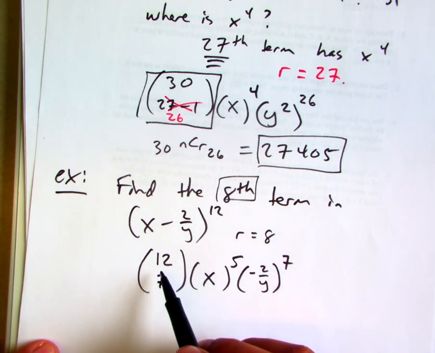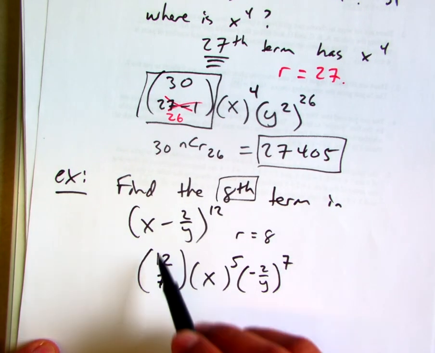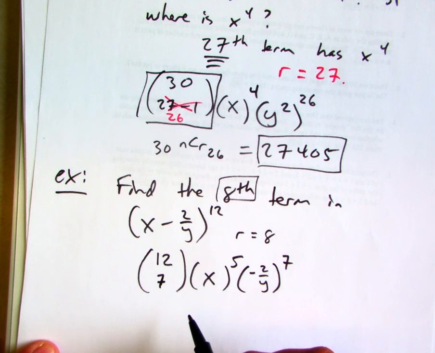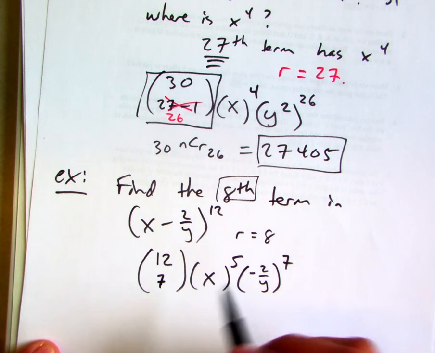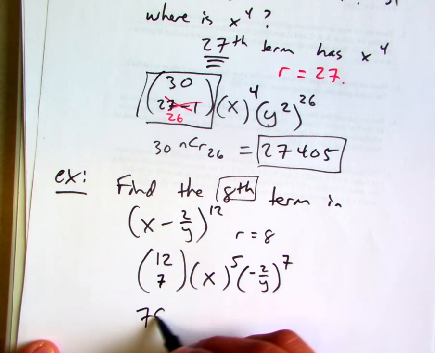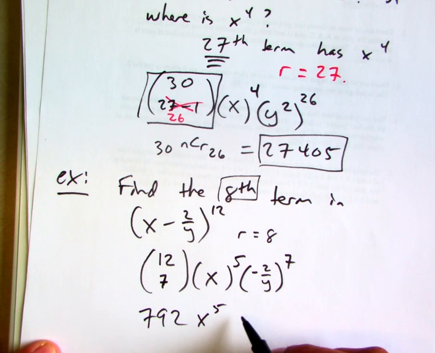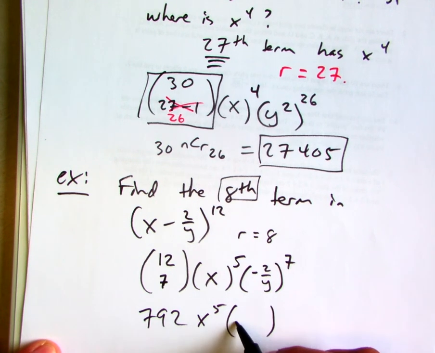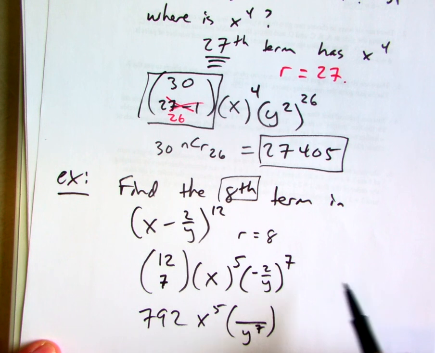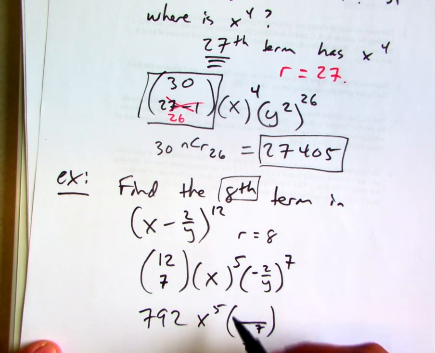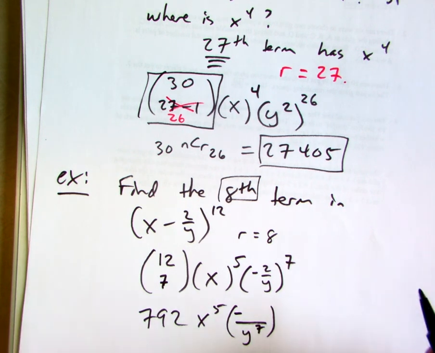And again, use the calculator. What's 12 choose 7 going to be? 792. X to the 5th. And now we have to figure this out. Y is obviously going to be to the 7. Negative 2 to the 7, though? What is that? Negative 256? Well, negative 128.